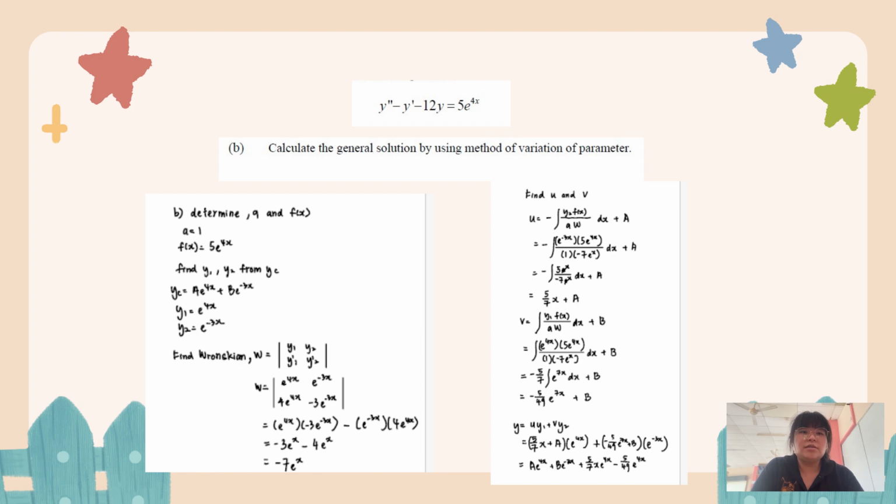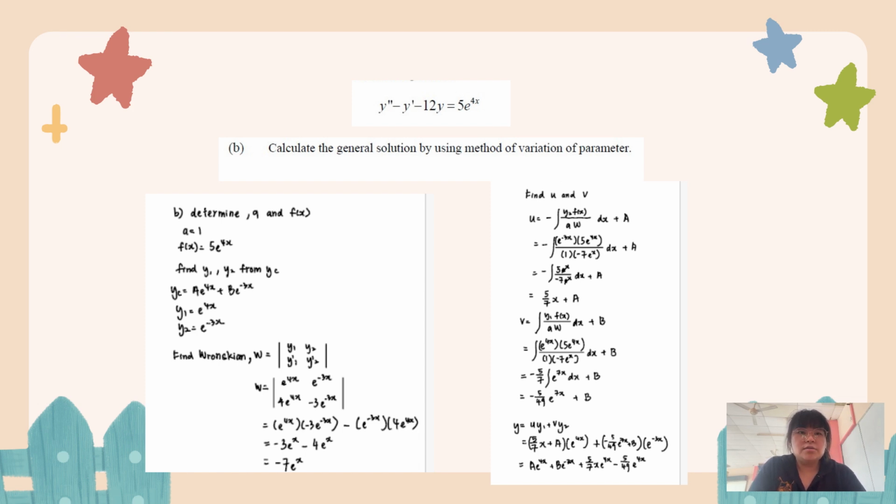After that, we need to find the value of the Wronskian w with the formula provided, which is w is equal to negative 7e to the power of x. After that, we need to find the value of u and v. With the formula, u is equal to negative integral y2 f(x) over aw dx plus a, while v is equal to integral y1 f(x) over aw dx plus b.